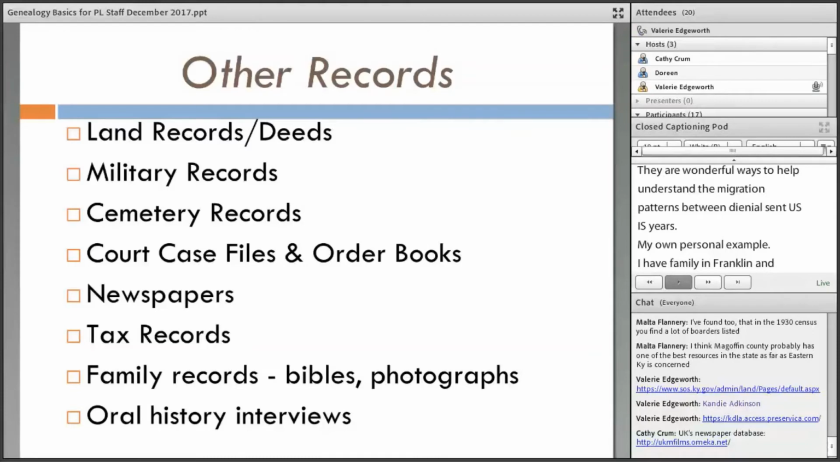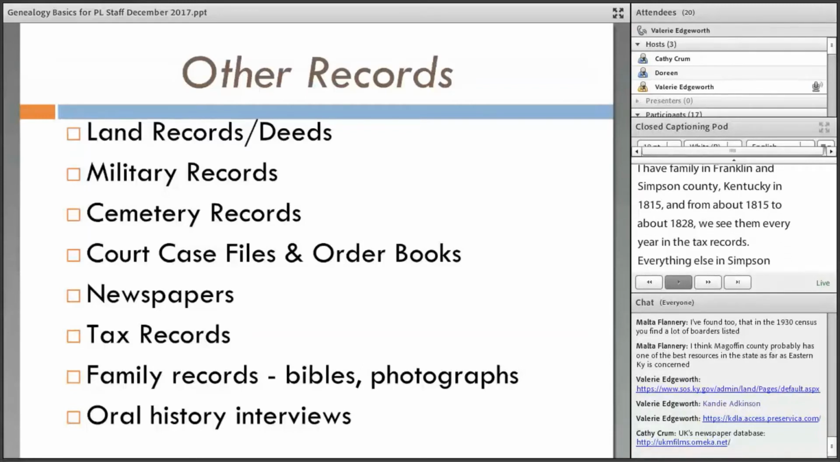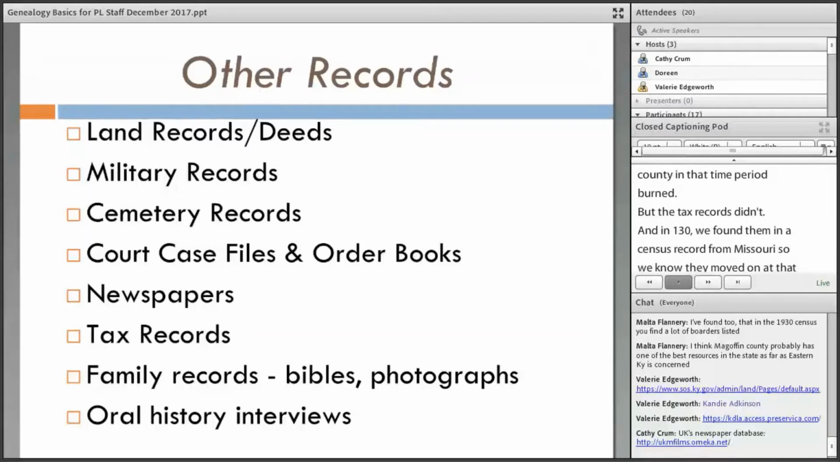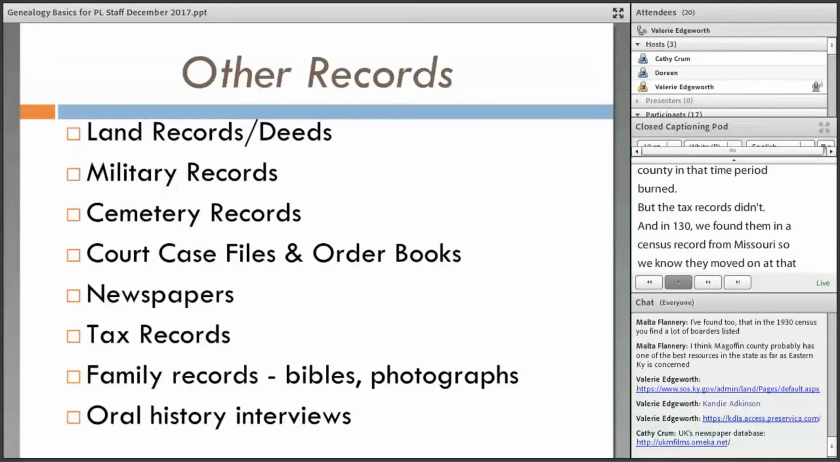And from about 1815 to about 1828, we see them every year in the tax records. Everything else in Simpson County in that time period burned, but the tax records didn't. And then in 1830, we have found them in a census record for Missouri, so that we know that they've moved on at that point. So again, tax records are a good yearly, annual record that you can research.